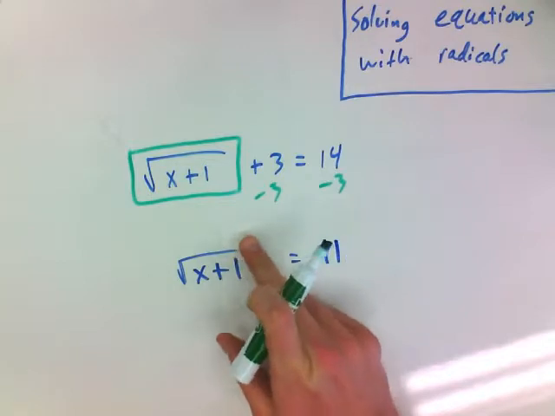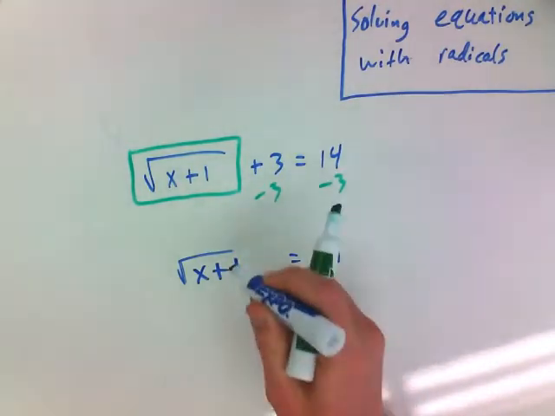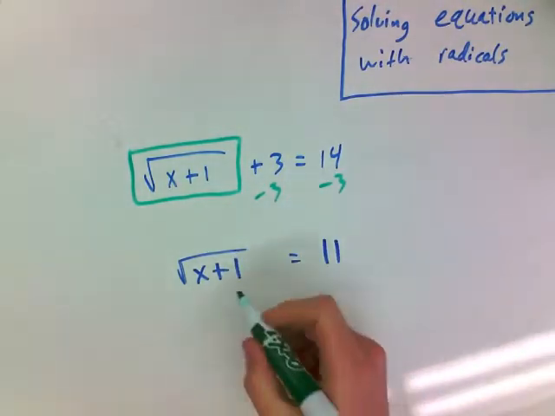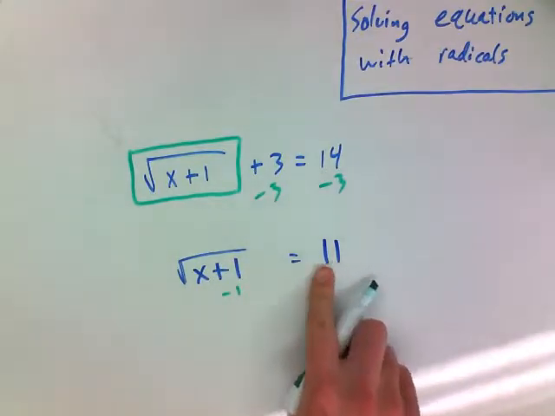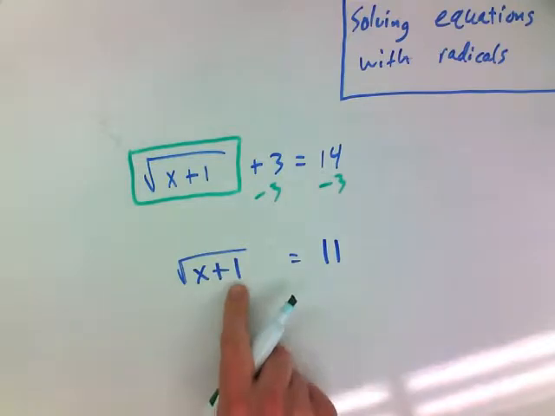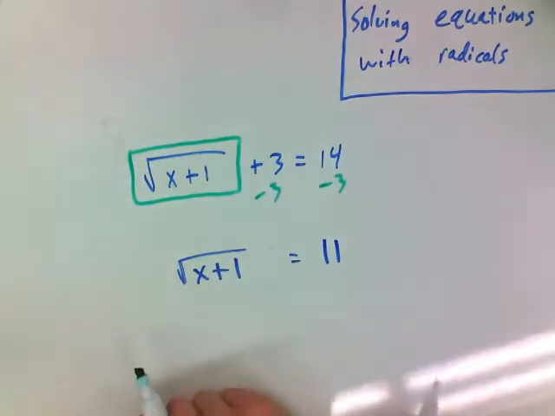Now, what I don't want to do here is say, okay, well, I can just do the same move, right? I want to get rid of this plus 1. I can subtract 1 from both sides. That's a dangerous move, right? Because that plus 1 is protected underneath that square root.